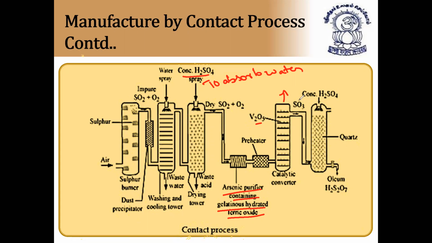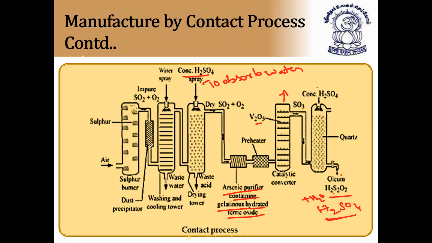Then after formation of sulfur trioxide, it is again sprinkled with concentrated sulfuric acid, which results in the formation of oleum, and this oleum, when you dilute it with water, forms sulfuric acid. So finally sulfuric acid is formed. Oleum on reaction with water forms sulfuric acid. So this is called the contact process.